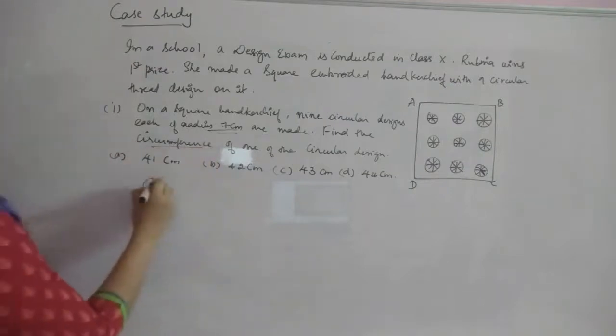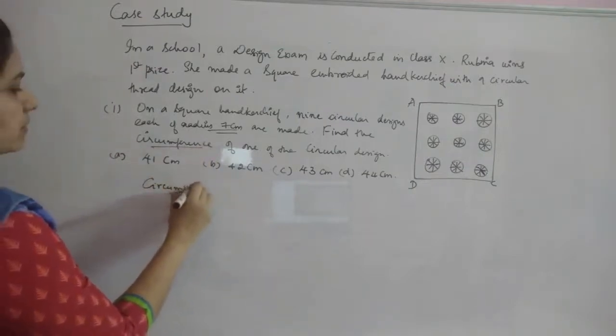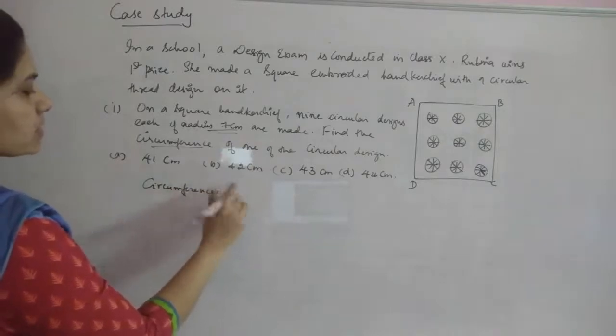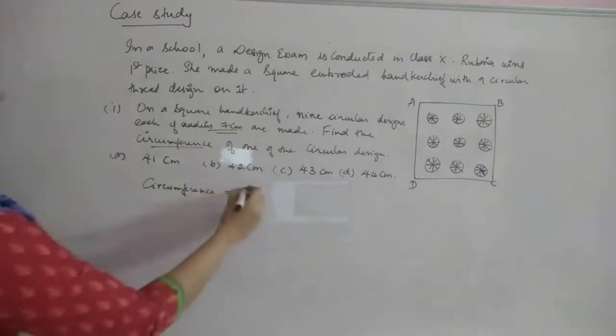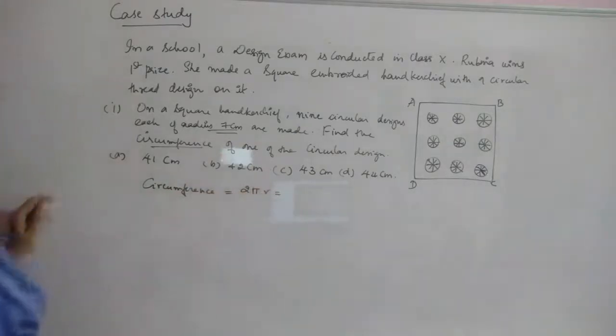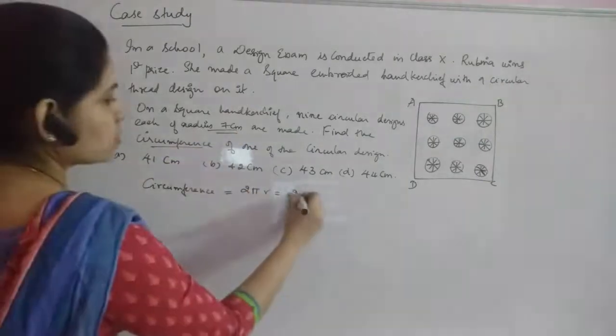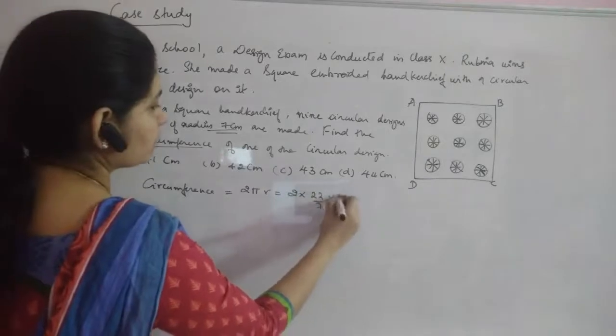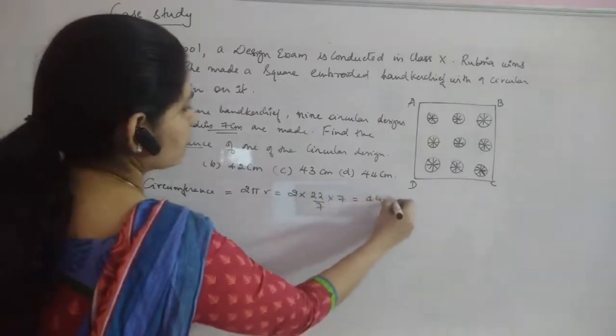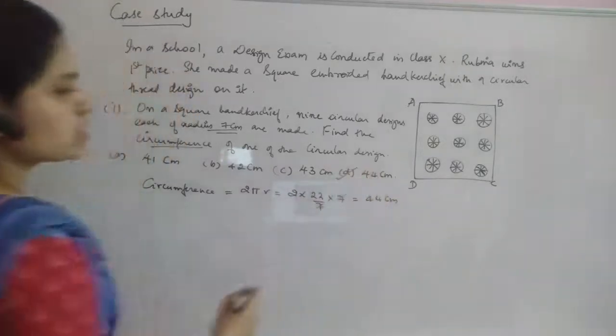So what is the circumference of the circle? Circumference of the circle is 2 pi r. Now replace the value of r with 7 and pi with 22 by 7. So you will get 44 centimeters, which is D.